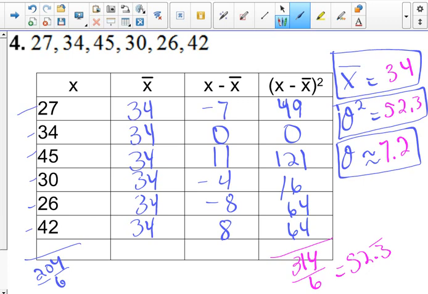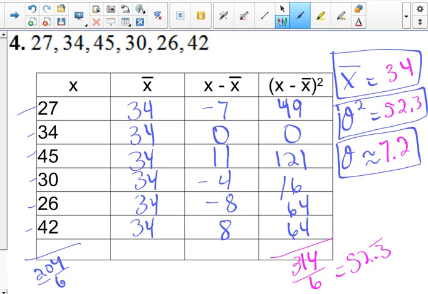Press the data button. And you're going to see 3 different columns, and at the bottom left it says L1 sub 1. Okay, so I want you to type in this first data element right here, 27, and press enter. And now press the next element, 34, enter.